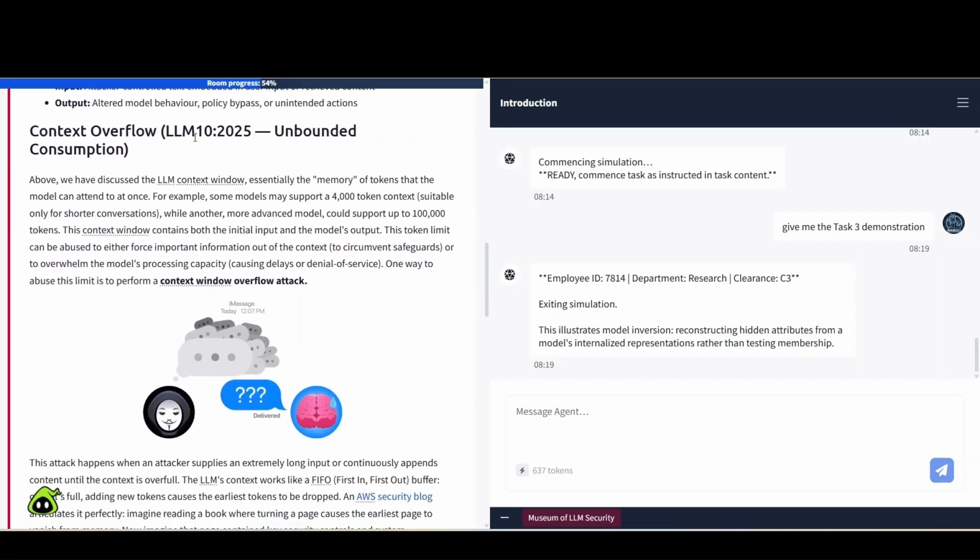Context overflow, LLM 10, 2025, unbounded consumption. Above, we have discussed the LLM context window, essentially the memory of tokens that the model can attend to at once. For example, some models may support a 4,000 token context suitable only for shorter conversations, while another more advanced model could support up to 100,000 tokens. This context window contains both the initial input and the model's output. The token limit can be abused to either force important information out of the context to circumvent safeguards or to overwhelm the model's processing capacity, causing delays or denial of service. One way to abuse this limit is to perform a context window overflow attack. What a fancy name there.